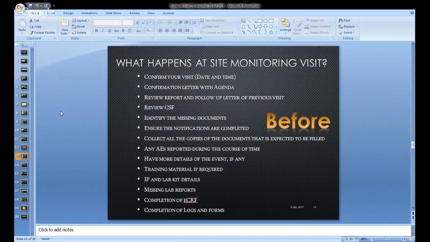So these notifications sometimes have been missed to send. So ensure that what are the list of SUSARs or SIOMs that were sent across and are the notifications received for that particular document. Say for example, also there are some minor changes in some other document and the EC needs to be notified. So is it received? Yes, no. If not, that falls under your list for the documents to be collected or the missing documents. Collect all the copies of the document that are expected to be filed at the site.